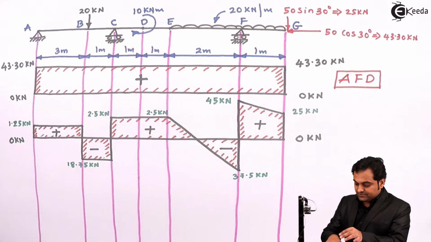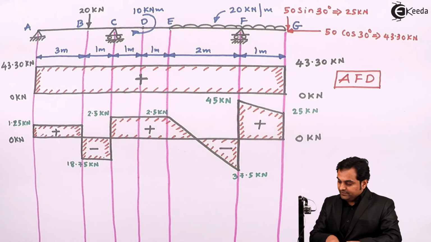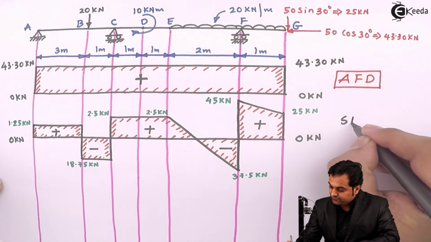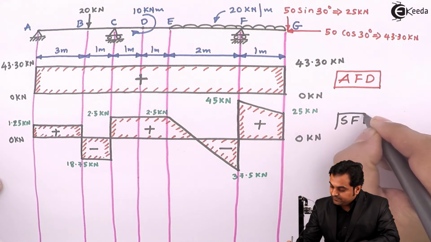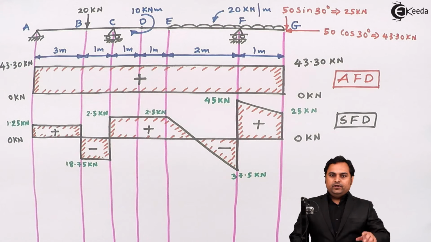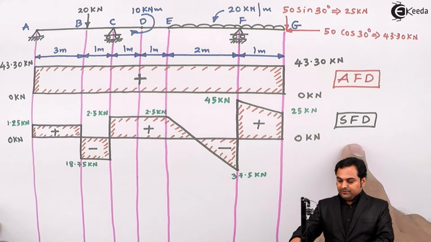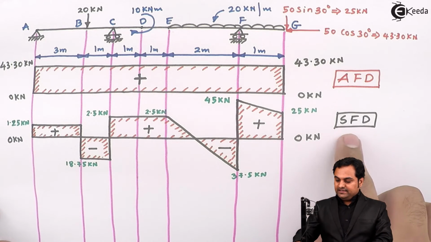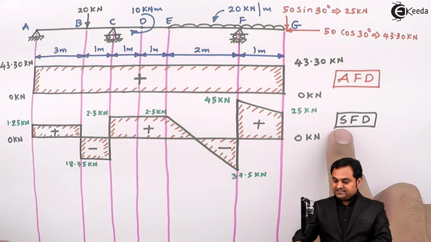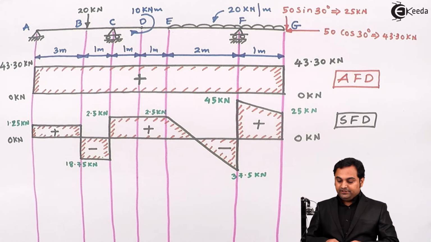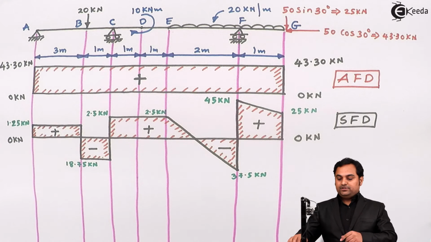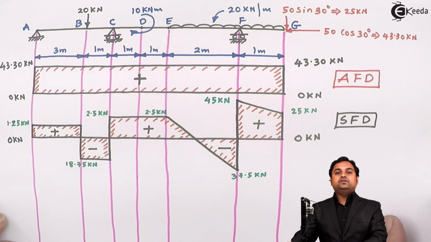So this completes the step number second. That is, here we have drawn the shear force diagram SFD. So now here we have completed step number second, that is we have drawn the SFD and BMD. The SFD, that is shear force diagram, I have completed. Now I'll go into step number 3, that is bending moment calculations.